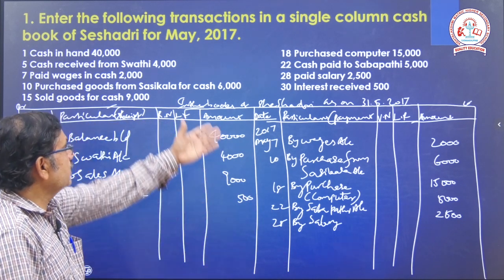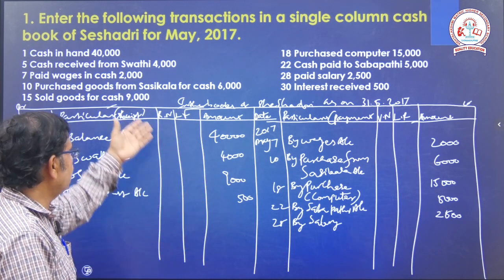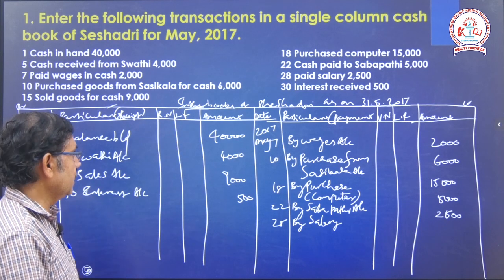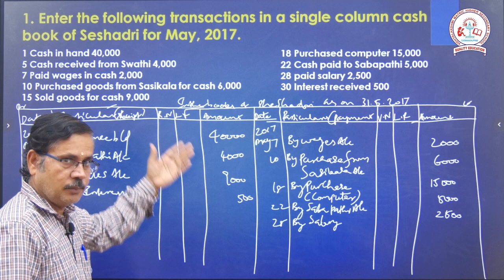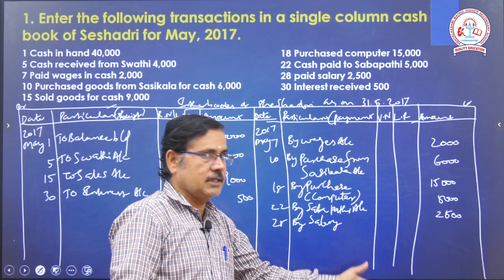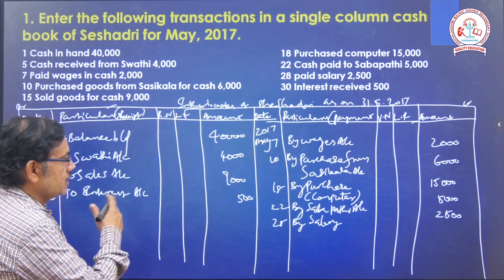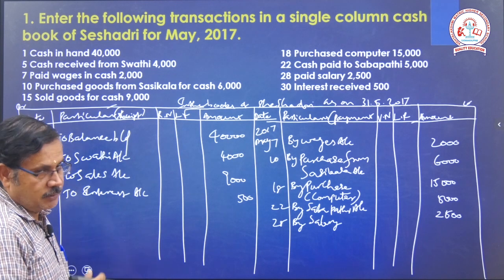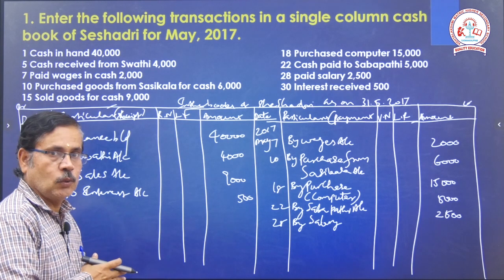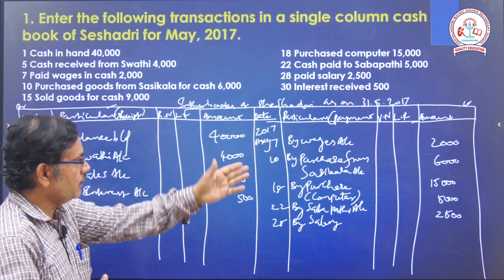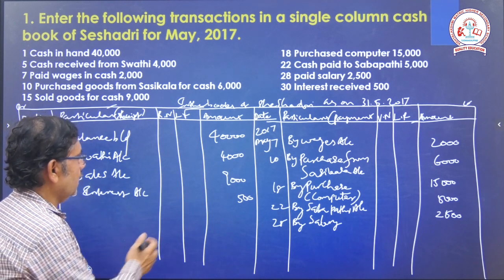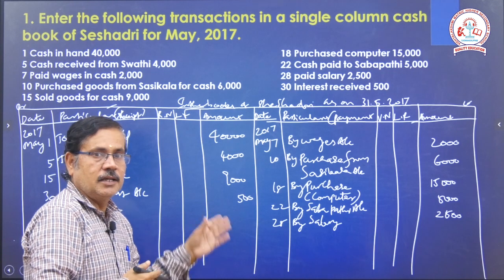Now, based on these transactions, we have entered the entries in the single column cash book of Seshadri. We entered the entries on the receipt side and on the payment side. Now we can close the book. Before closing, we check which side has the excess. Compared to the receipt side, the payment side has lesser values, so we add up the receipt side.